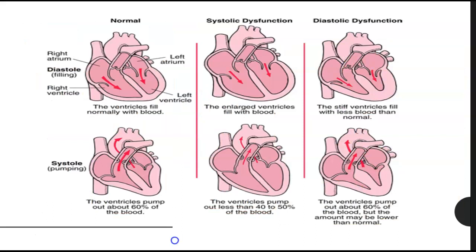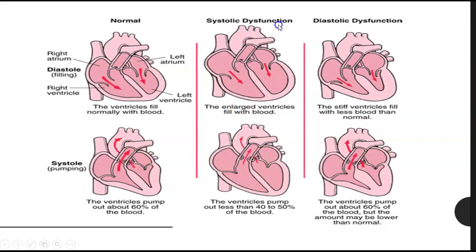This is some good pictures here. Take a look. This is showing normal when blood is actually filling. This is when the heart's at rest. It's filling up with both, on the right side the unoxygenated blood and on the left side the oxygenated blood. You'll see during systole when it's actually pumping, you can see how it squeezes here, and typically the ventricles will pump out about 60% of the blood.